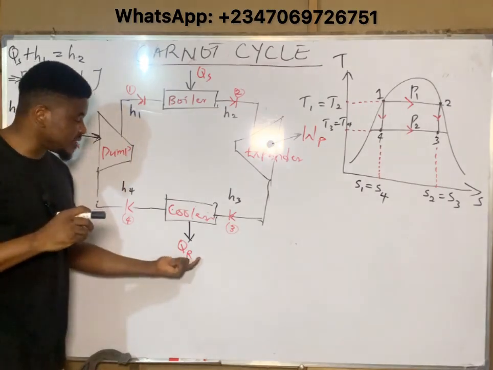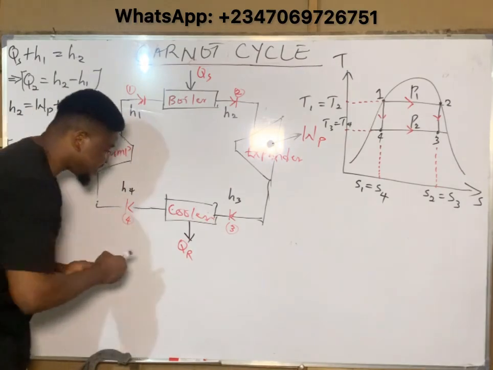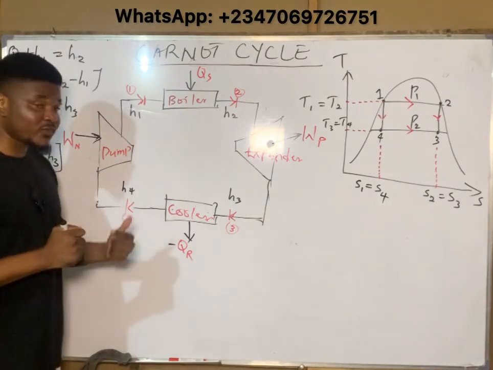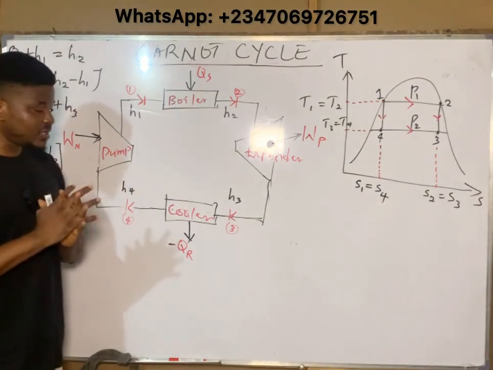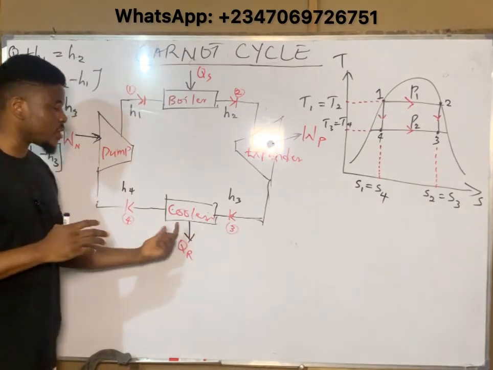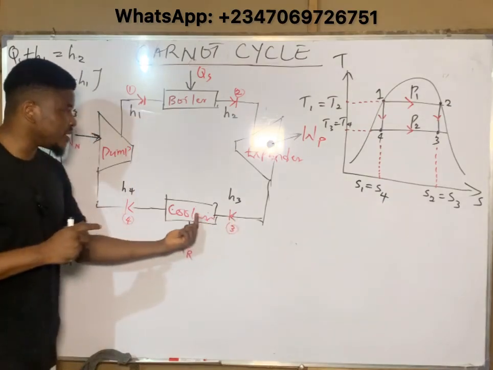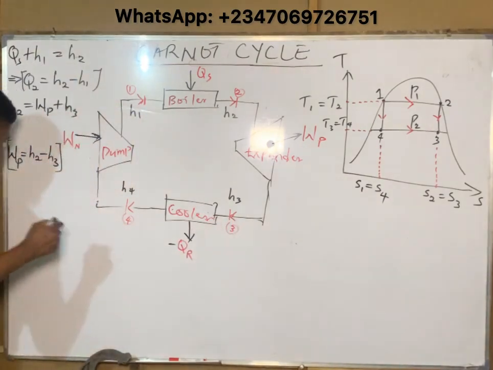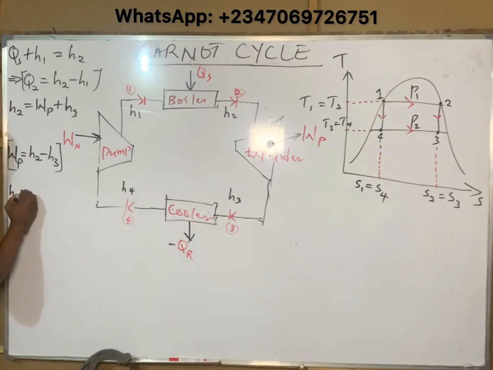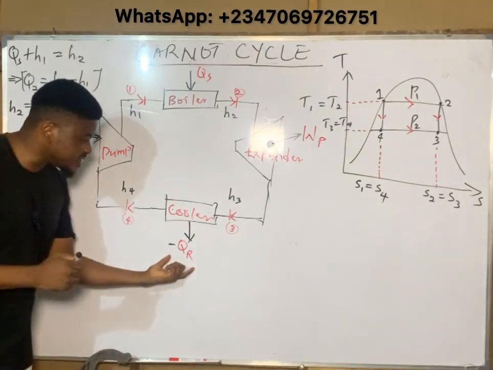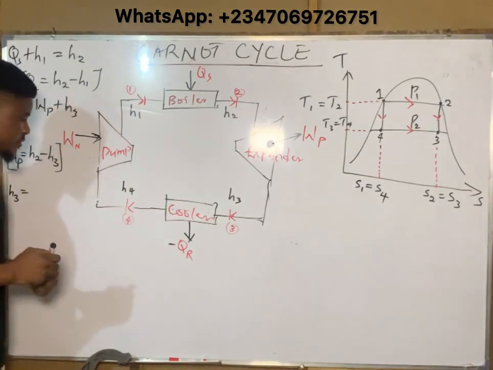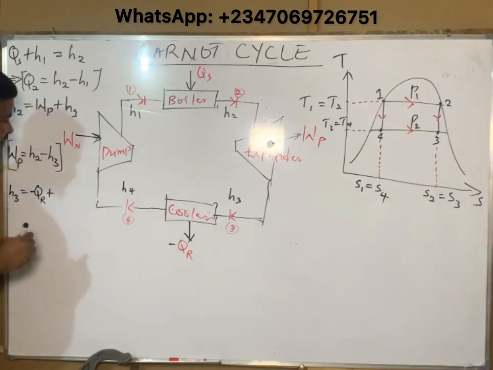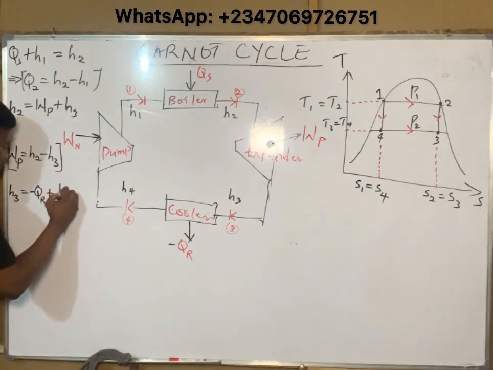So since the cooler is rejecting heat, this heat is going to be what? Negative. So simply attach a negative sign there. Heat rejection from the system is negative. So the same theorem is maintained. Sum of every parameter entering equals what is leaving. I have H2 entering, I have H3 entering. So H3 equals, now I have heat rejection. Heat is being rejected, so negative Q is leaving, plus I have H4 leaving.